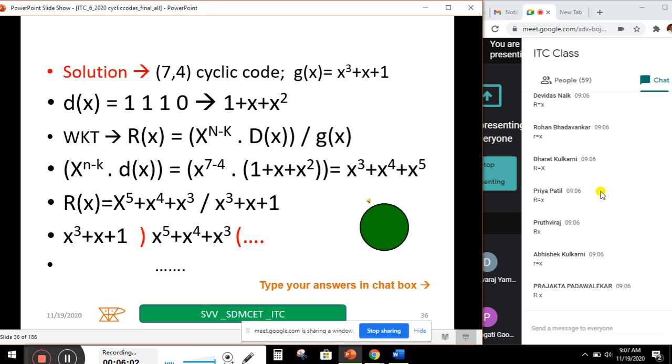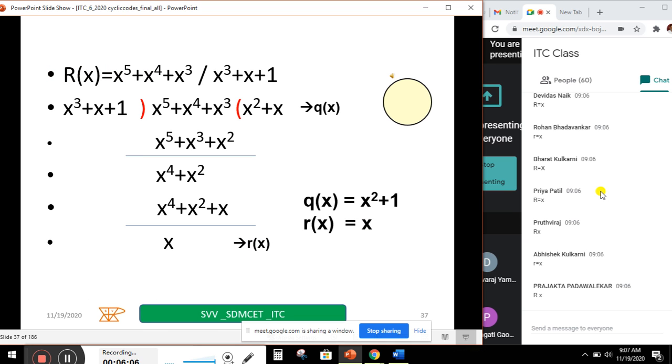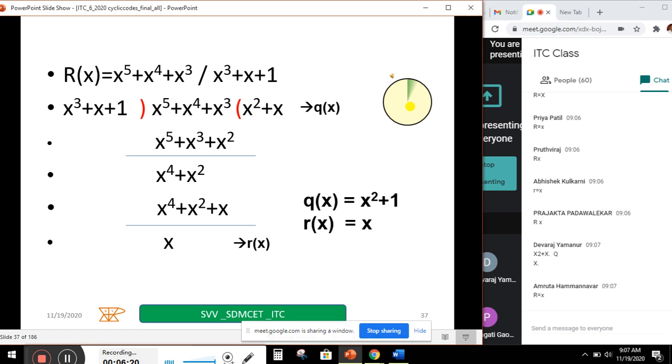Let me show you the answer. What I got in r of x is x, and q of x is x square plus x. I'll wait for a few seconds. Those who have done it wrong, let them check it once again. I'll wait so that they can make a correction in their notebook, understand, and next time not make the same mistake.